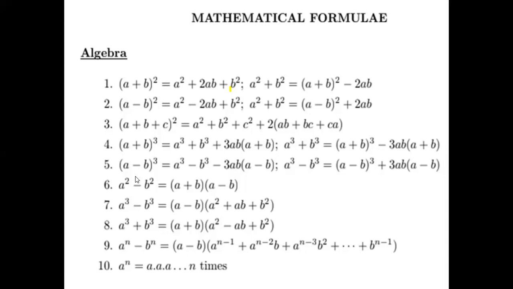Next, a minus b cube. If it is a minus b cube, it is a cube minus 3a square b plus 3ab square minus b cube. Please note down.